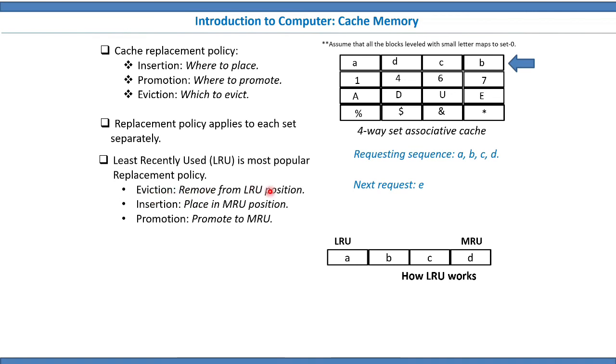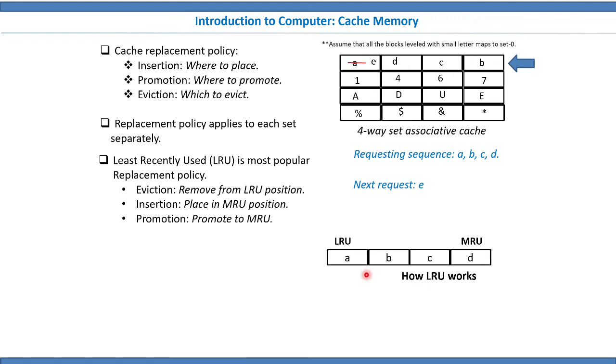Eviction policy says remove the LRU block. So which one is LRU? Then you have to go to this LRU unit and check which one is LRU. A is LRU, so we'll remove A here, and in place of A, we'll place E. Okay, so placing the block is fine in the cache.